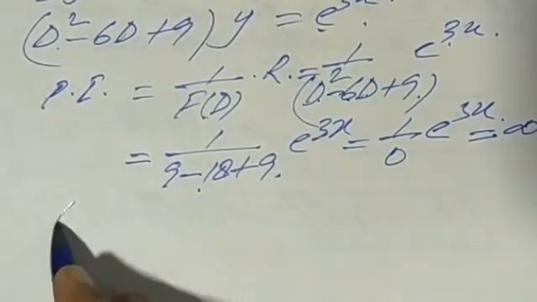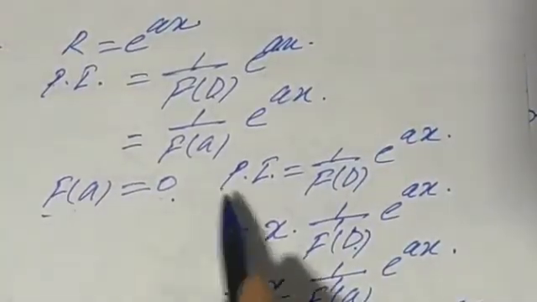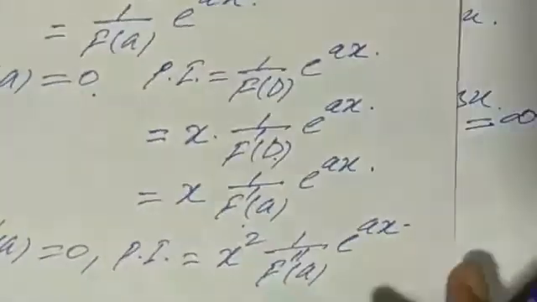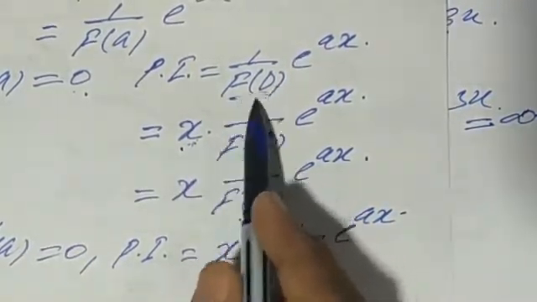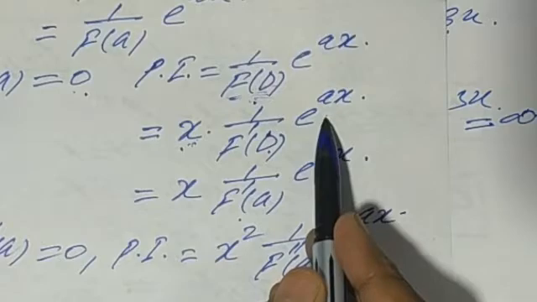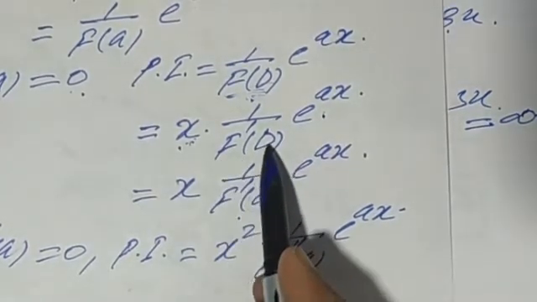So that means here f(3) is equal to 0. As I said, if f(a) is equal to 0, then the particular integral is taken as x. Writing x, we have to differentiate f(D) once, keep e raised to the power ax as it is, and then we have to check whether f dash (D) is 0 or not.